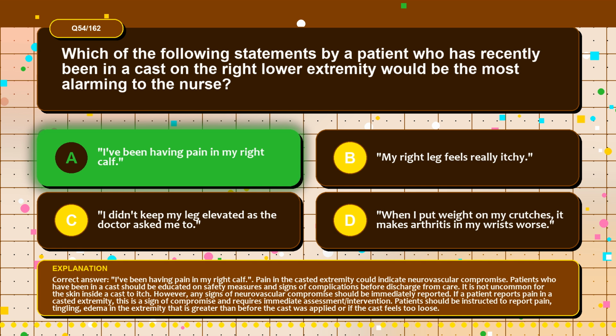Patients who have been in a cast should be educated on safety measures and signs of complications before discharge from care. It is not uncommon for the skin inside a cast to itch. However, any signs of neurovascular compromise should be immediately reported. If a patient reports pain in a casted extremity, this is a sign of compromise and requires immediate assessment/intervention. Patients should be instructed to report pain, tingling, edema in the extremity that is greater than before the cast was applied or if the cast feels too loose.